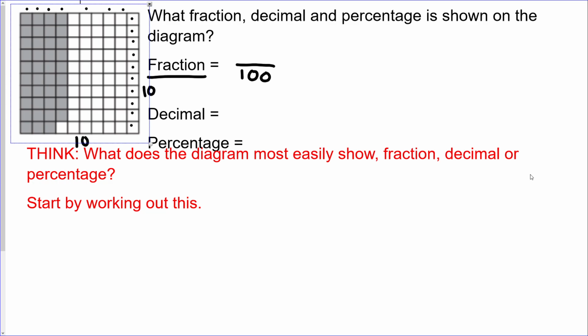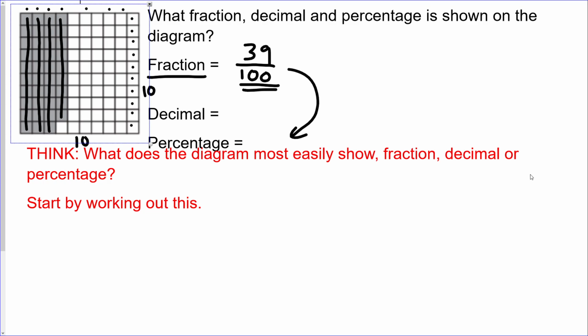Then we count up how many squares are shaded. Well, I can see I've got 10 there, 20, 30, 39 are shaded in. As a decimal then, or we could go straight to a percentage because that's actually easier here because we've got our special denominator out of 100. So therefore, as a percentage, that is just 39%.